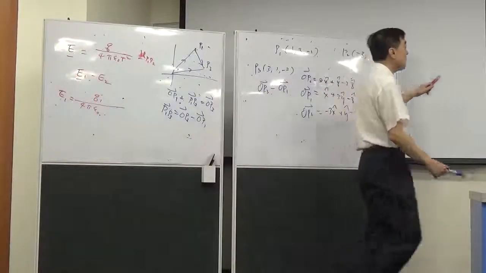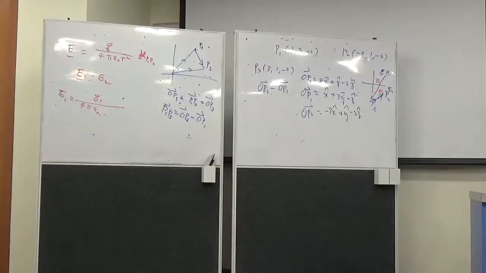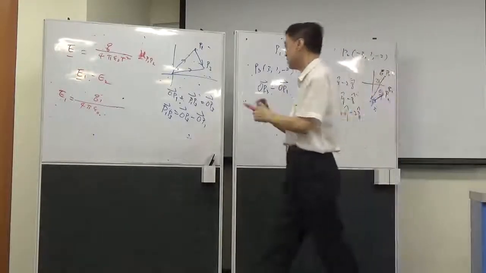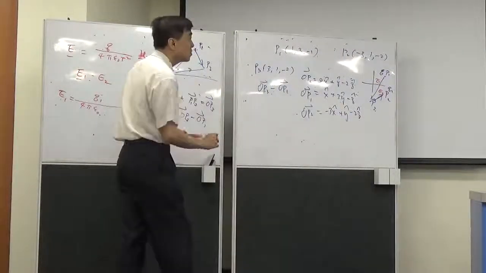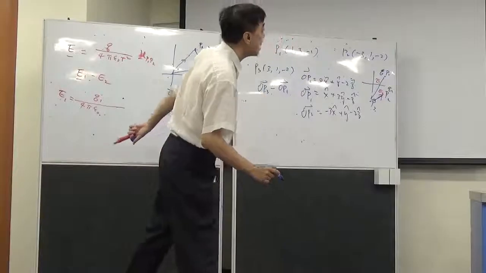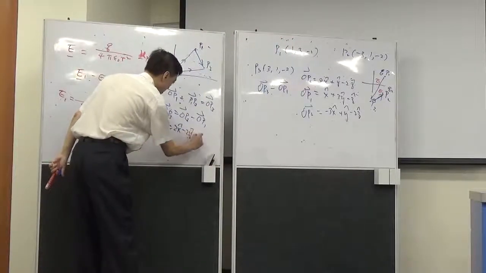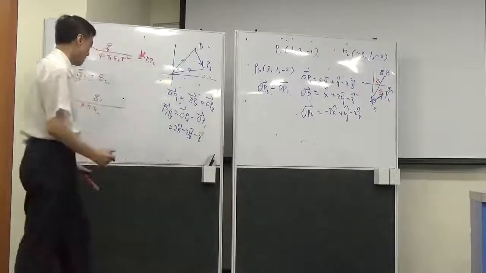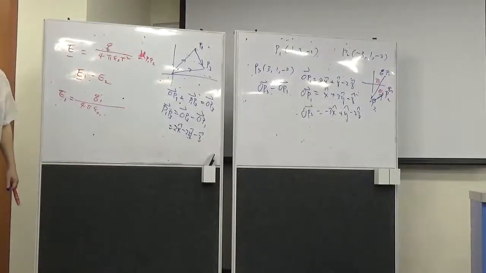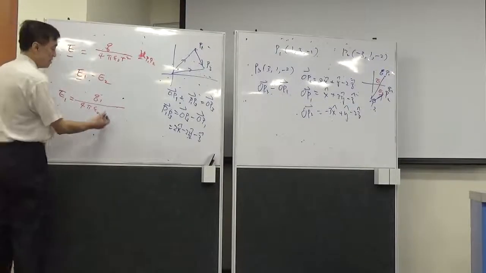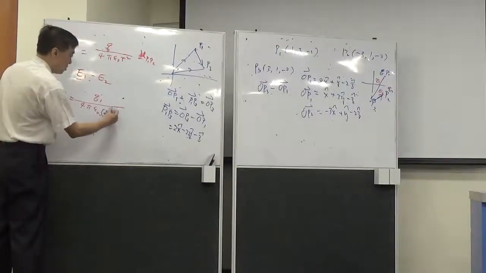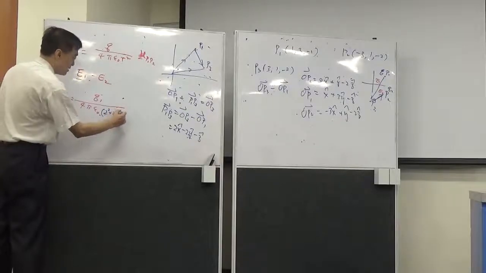OP3 minus OP1 is this one, right? Just now we said OP3 minus OP1. So OP3 minus OP1 is equal to 2x minus 2y minus z. Okay? So now r squared is equal to 2 squared plus 2 squared plus 1 squared.